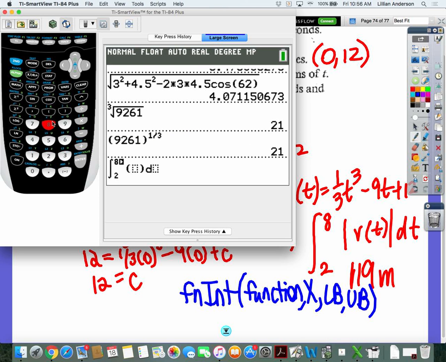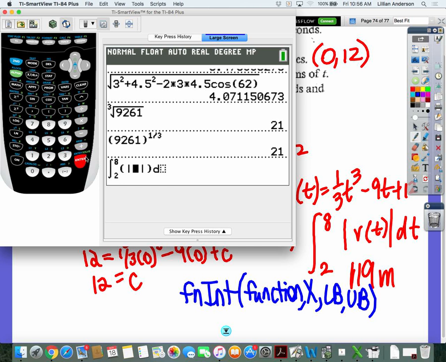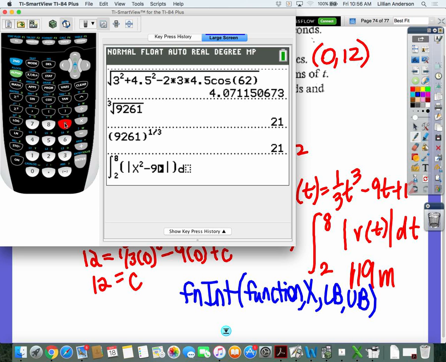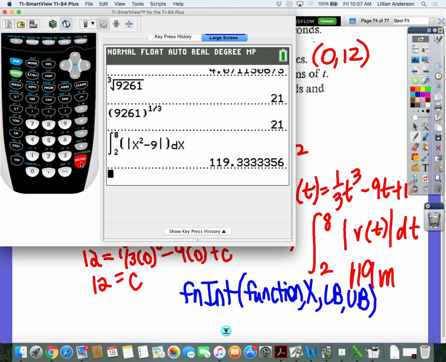2 to 8, it has to be the absolute value of your velocity function. Absolute value is located in the same place where all these other functions are located. Math, go over to number, and there's ABS for absolute value. You type in your velocity function, which was x squared minus 9, with respect to x. And you get 119.3. You're allowed to do it by hand, but the absolute value by hand is beyond this course, hence why I was calculating wrong. So your answer is 119 meters.